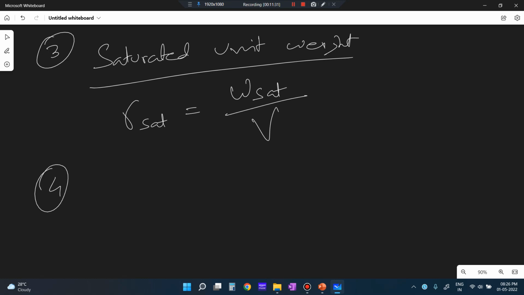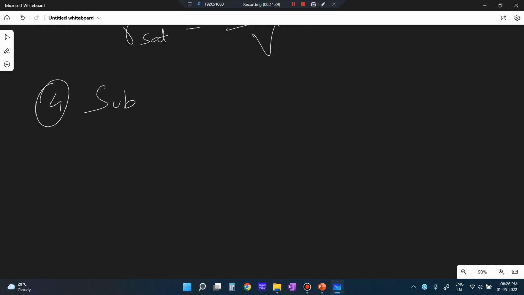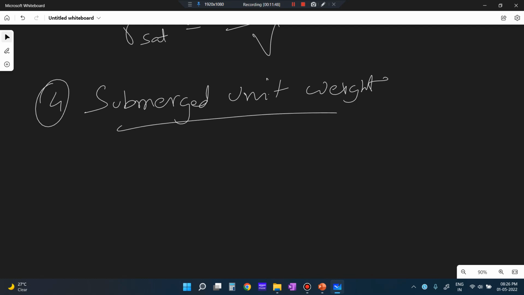Number 4, submerged unit weight. It can be represented as gamma sub or gamma dash, which is equal to the submerged weight of the soil. Actually, submerged condition. What happens is that if the soil is submerged underwater or below the groundwater table, buoyant force will act on the soil solids, and this buoyant force is equal to the weight of the water displaced by the soil solids.